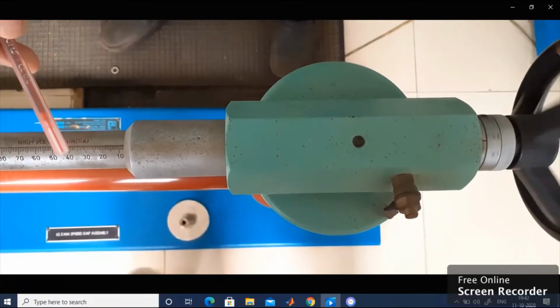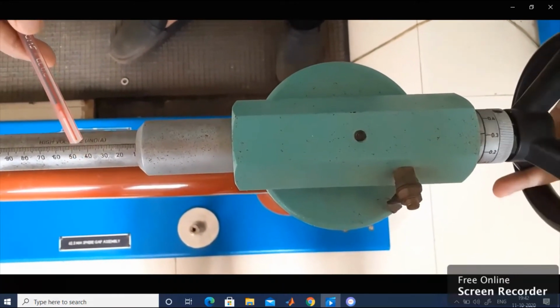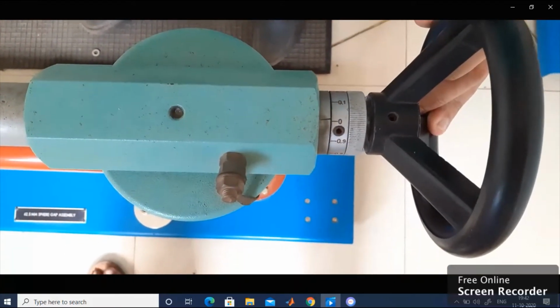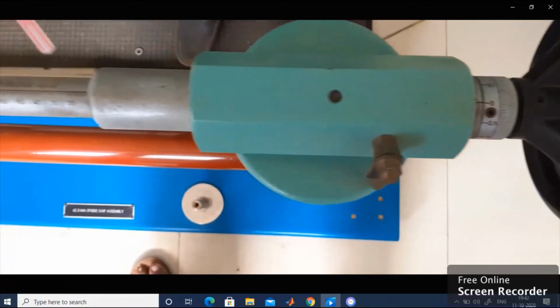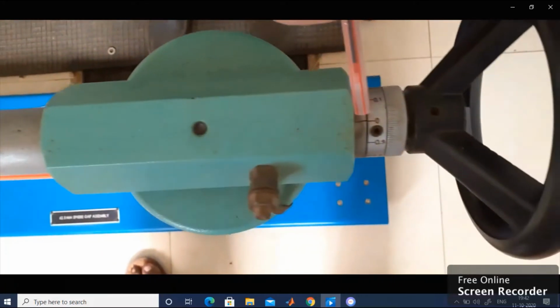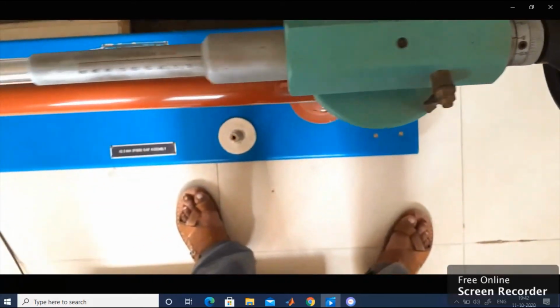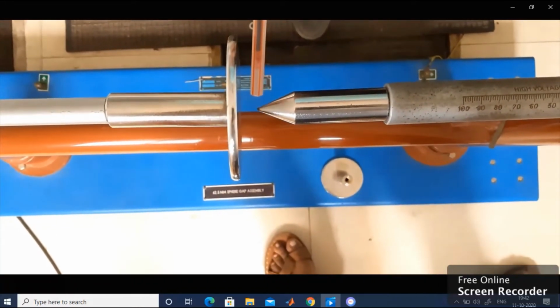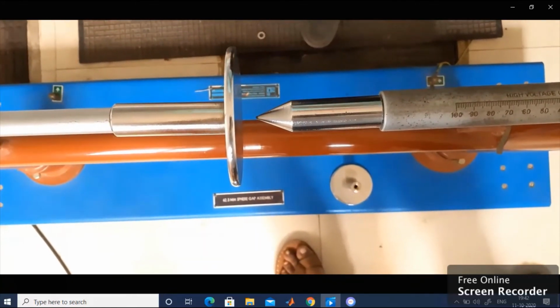So you have maintained the gap between the two electrodes equal to 10 millimeter. Here the supplementary scale reading should be 0. Then only it becomes 10.0 millimeter. 10.0 is nothing but 10 millimeter. Okay, that part is over. Now we have maintained the gap between plane and point equal to 10 millimeter.